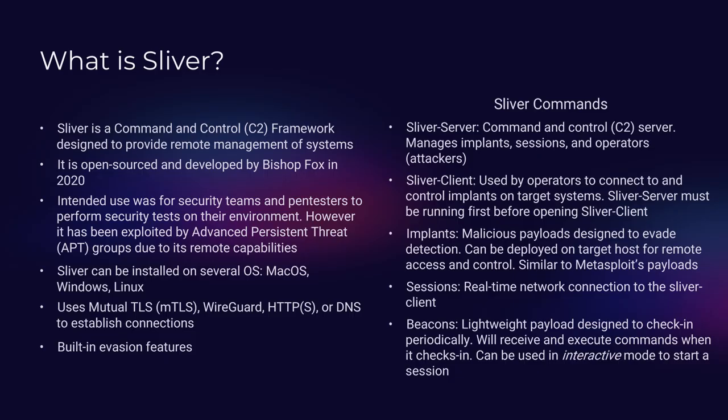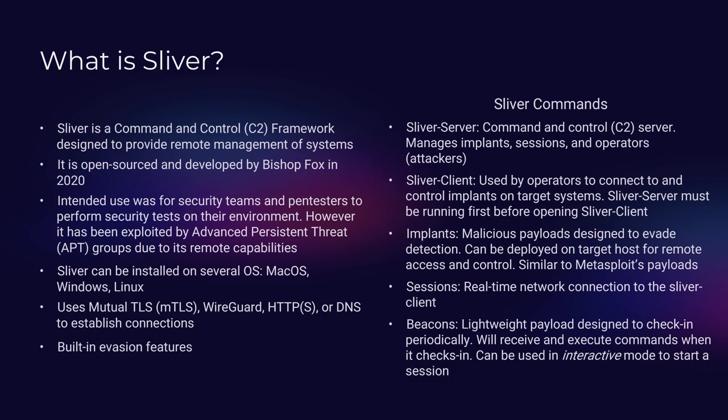Sliver offers several communication protocols, including HTTP, HTTPS, DNS, mutual TLS, and WireGuard. It also has built-in evasion features to generate staged and stageless payloads, encrypt communication, and even evade some antivirus solutions by using in-memory execution and randomized strings.